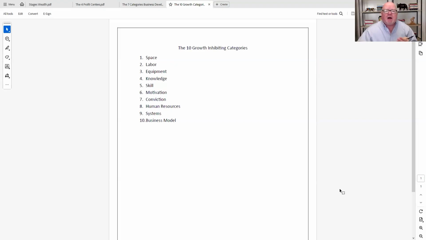And then what business model are you going to use? Well, some business models are way more profitable than others. Okay, some are easier than others. So these are the factors we pay a lot of attention to, to maximize profitability, to go from one stage of business to the next.